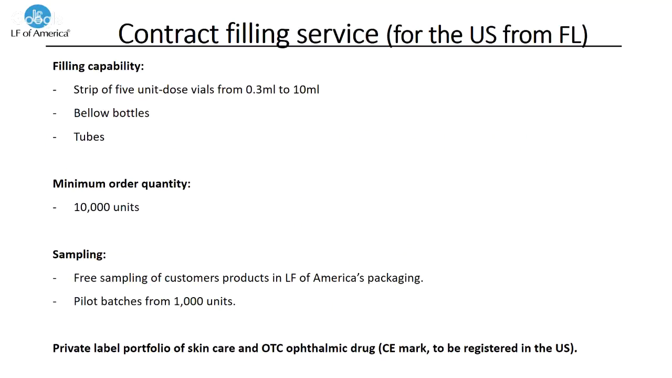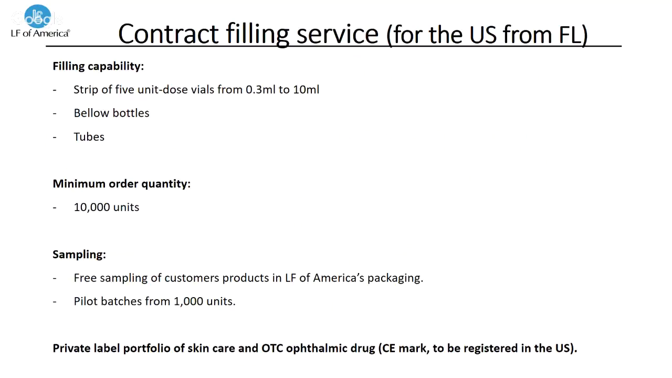And we also do pilot batches, of course, in case our clients need to do stability analysis. We work with a very reasonable MOQ of 10,000 units, where a unit is a strip of 5. So in this case, we're talking about 50,000 vials. And we do offer filling for, besides the unidose packaging, also the bellows bottles and standard tubes, in this case up to 50 millimeters in diameter.